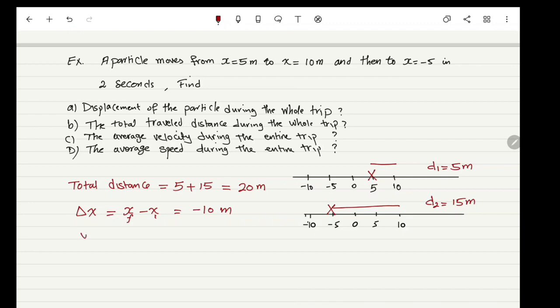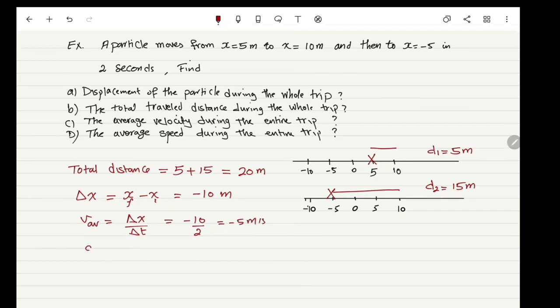Now the average velocity is actually equal to delta x over delta t, or the displacement in this case, which is equal to -10 divided by 2, which equals -5 meters per second.